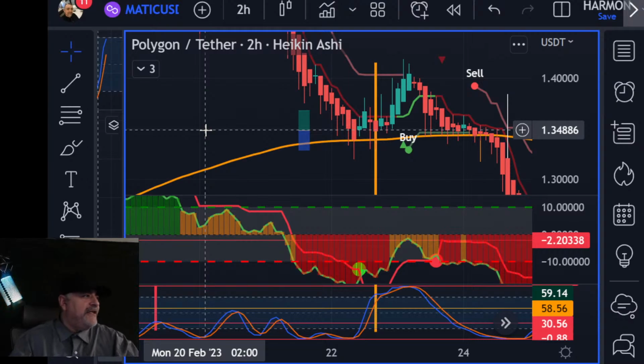You guys paying attention here? High percentage trades allow us to use high leverage. That's exactly right, guys.